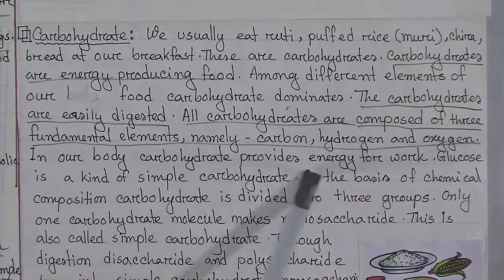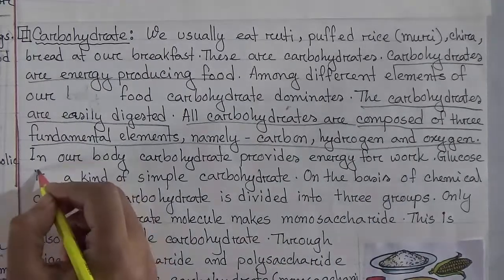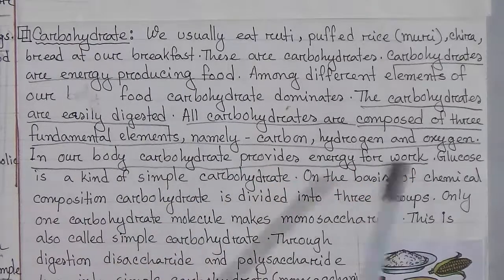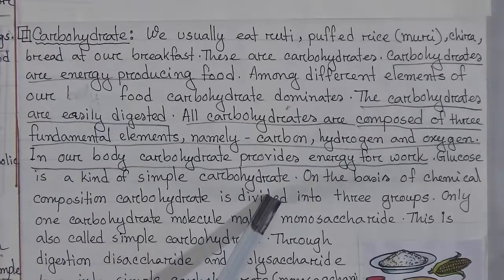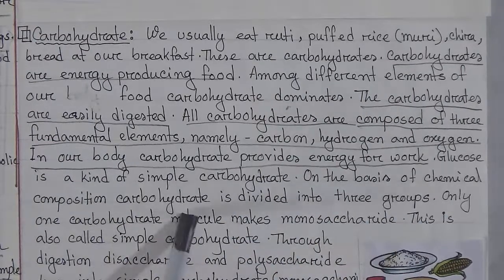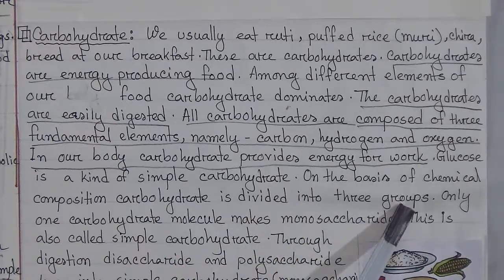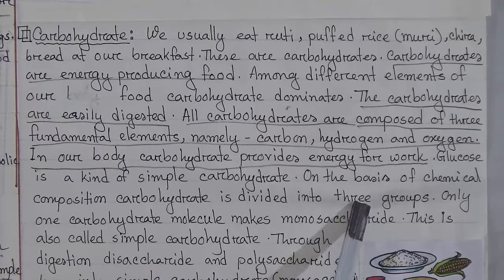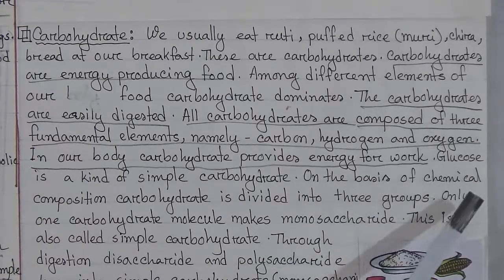In our body, carbohydrate provides energy for work. Glucose is a kind of simple carbohydrate. On the basis of chemical composition, carbohydrate is divided into three groups. They are monosaccharide, disaccharide and polysaccharide. Monosaccharide is made up of only one molecule, disaccharide has two molecules, and polysaccharide has many molecules.